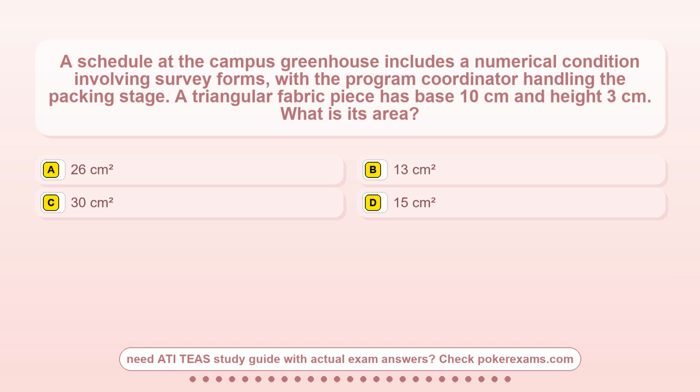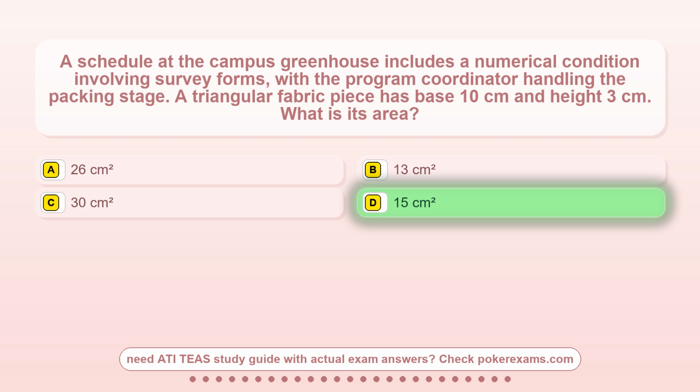A schedule at the campus greenhouse includes a numerical condition involving survey forms, with the program coordinator handling the packing stage. A triangular fabric piece has base 10 cm and height 3 cm. What is its area? Option A, 26 square centimeters. Option B, 13 square centimeters. Option C, 30 square centimeters. Option D, 15 square centimeters.